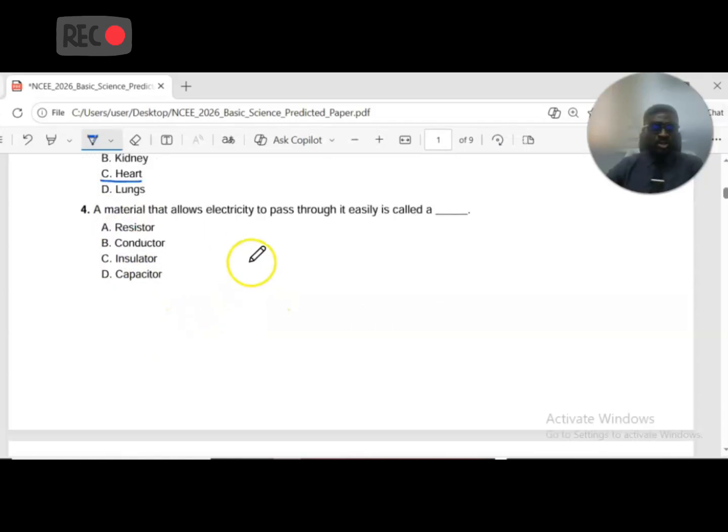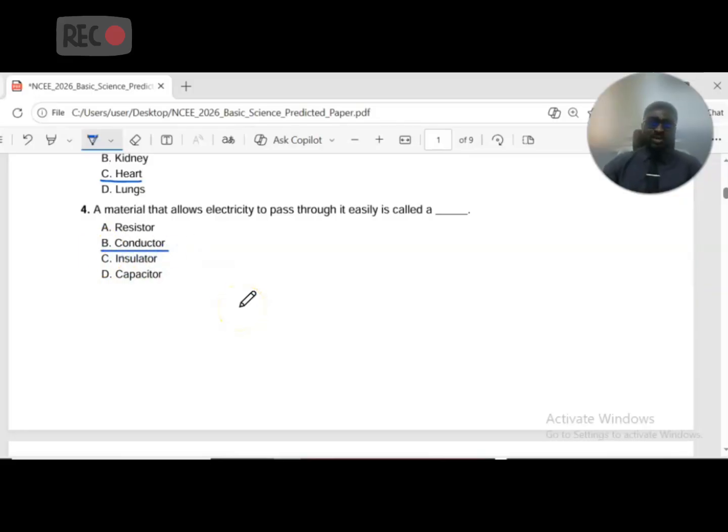So let's move on now. Question 4, a material that allows electricity to pass through it easily is called a dash. It does not repel the movement of electric current or electrons. So what is that answer? Is it A resistor, B conductor, C insulator, D capacitor? I guess you went for conductor, option B.